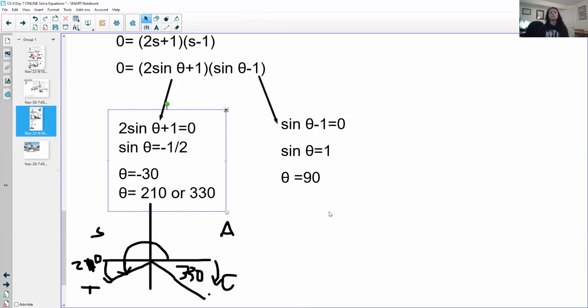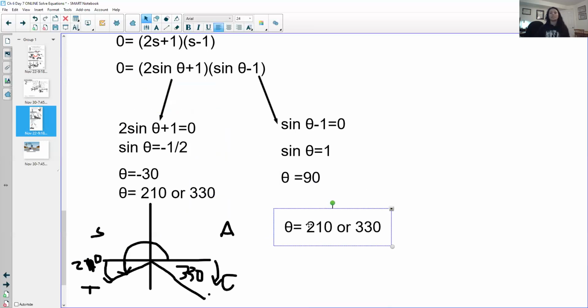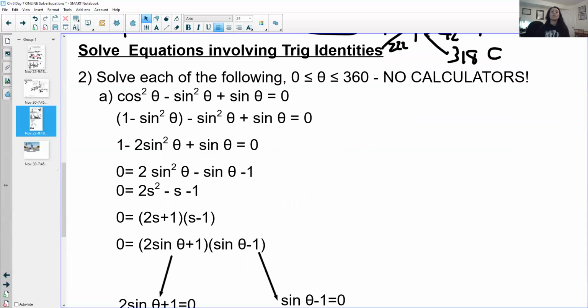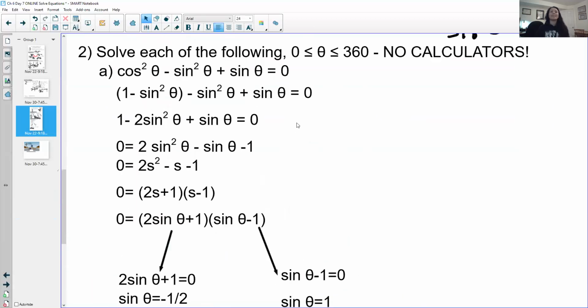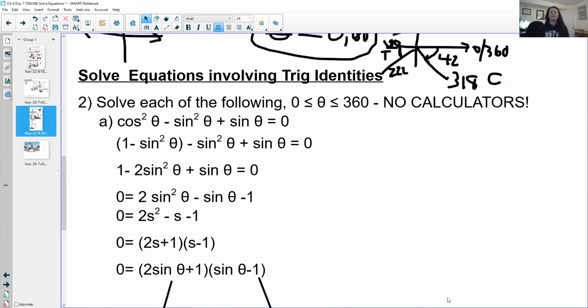And then to answer the question completely, theta had 3 possible values that we could pick from. So theta equals 90 degrees, 210, or 330. So there are 3 possible angles that would make this statement up here true.